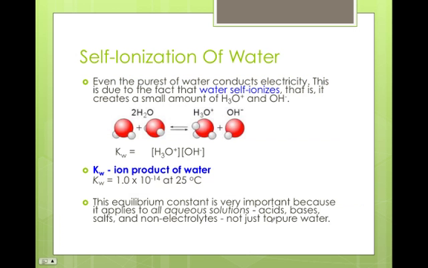basic or acidic, water actually can self-ionize. It can create a small amount of H3O plus and OH minus. And Kw is the amount of ion product in the water. And the Kw at 25 degrees Celsius is 1.0 times 10 to the negative 14. This is called our equilibrium constant. And it's important, it actually applies to all aqueous solutions, acids, bases, salts, and non-electrolytes, not just to pure water. So this is our Kw for all the things that we ever do. 1.0 times 10 to the negative 14.